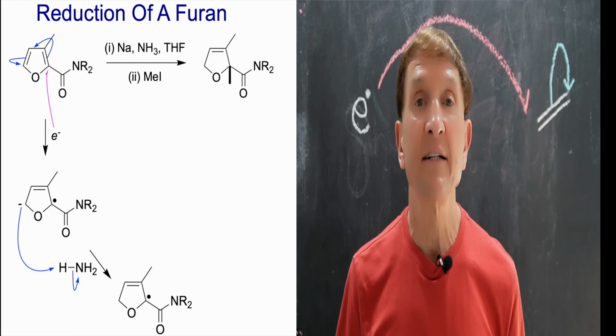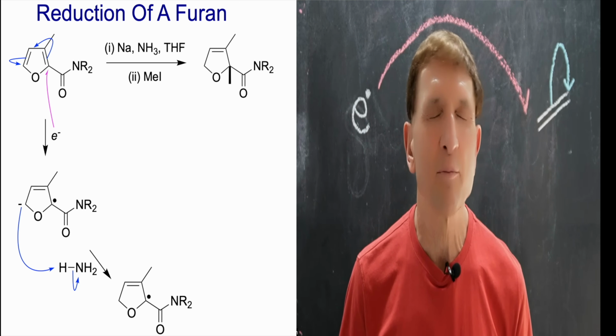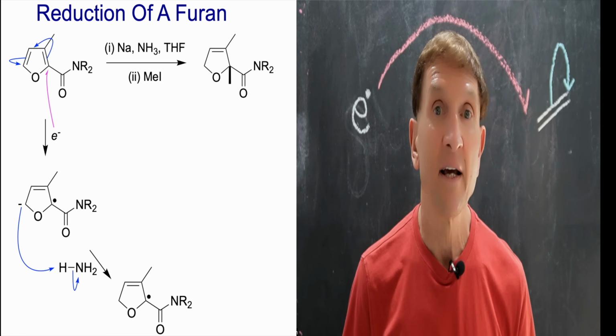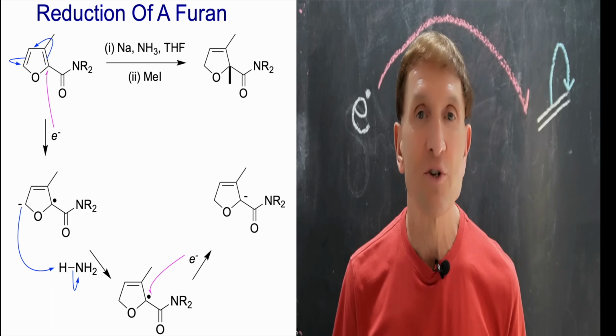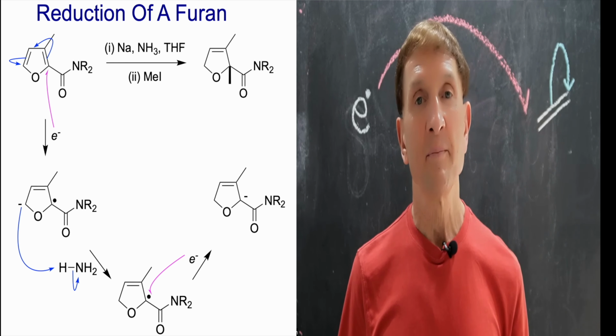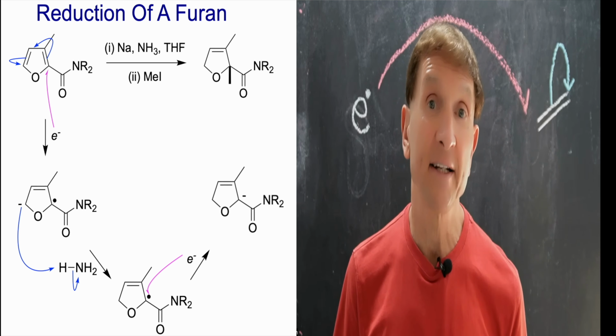That radical anion can be protonated. They didn't add an alcohol, it's a less acidic medium, but it will get protonated. And when it does, we generate a radical. There are more electrons in solution. One of them adds to our radical. It generates an honest-to-goodness anion.